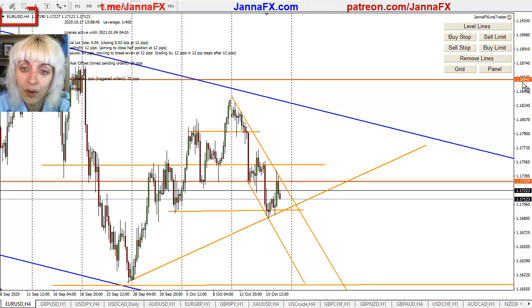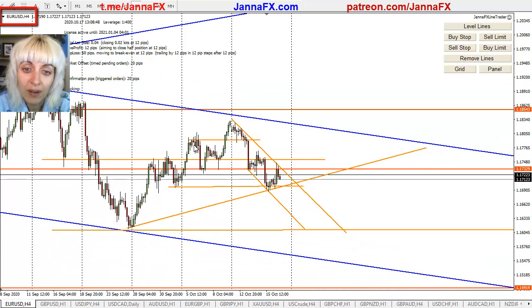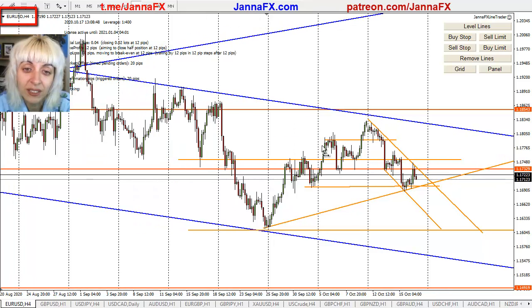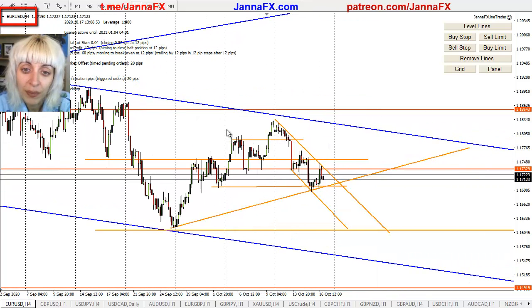So this is a 4-hour chart with a bigger picture to have a look at what was happening and what the expectations would be. This week I have sent a few screenshots through the Telegram channel. So remember, if you want to join, it's free and it is Jana FX.